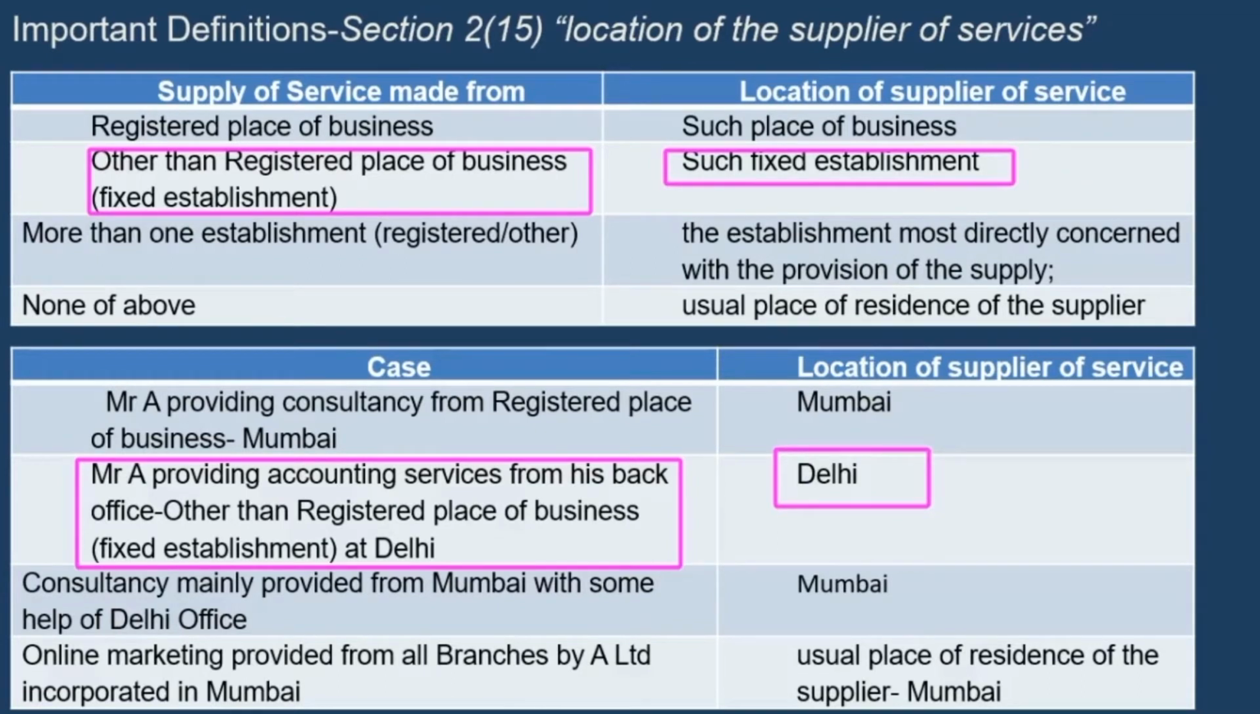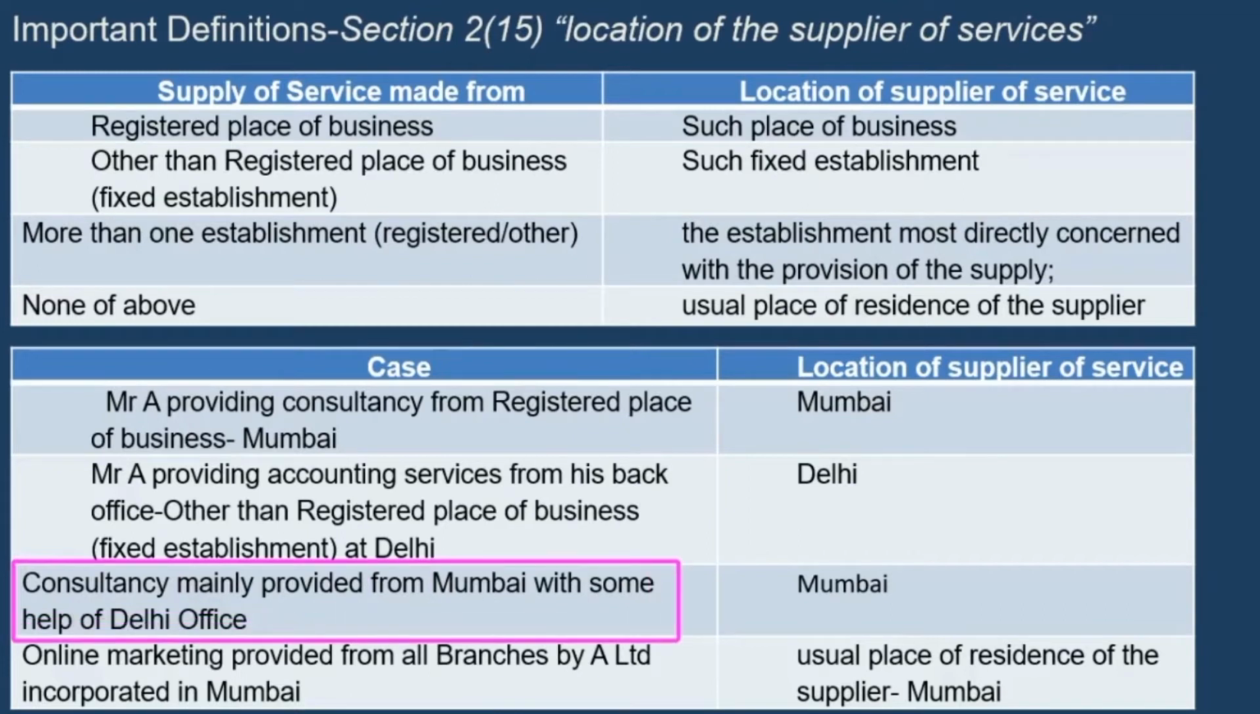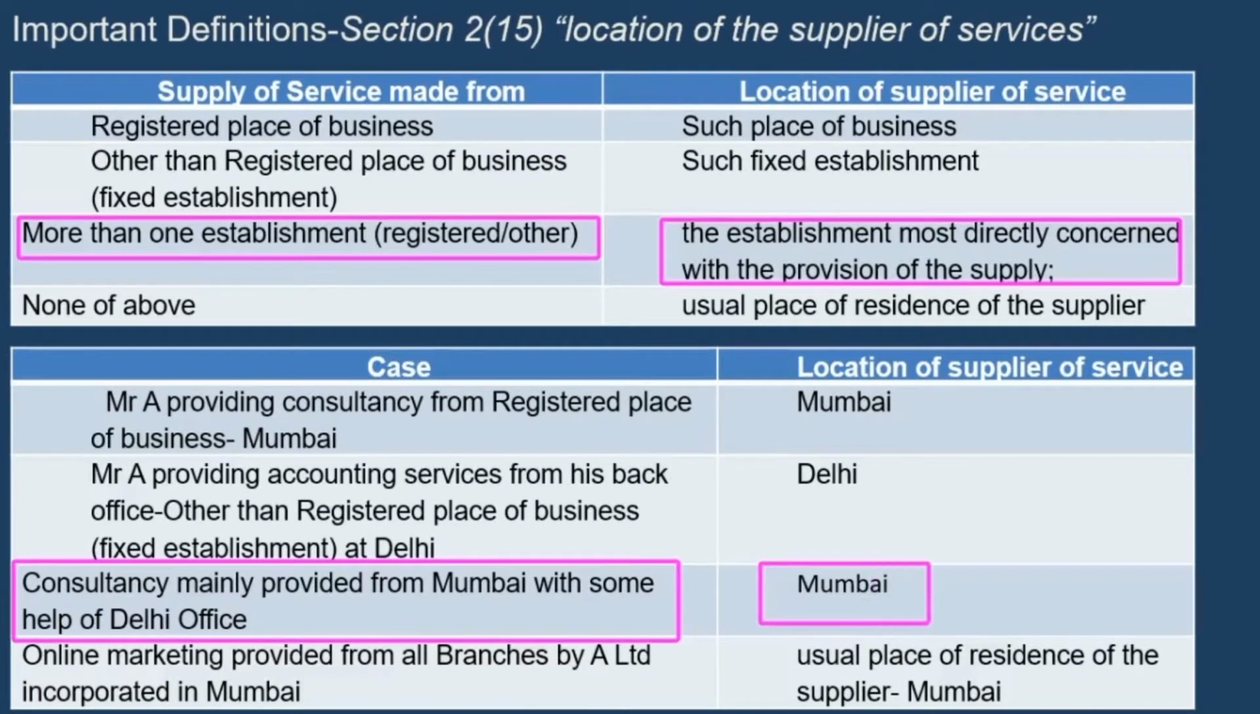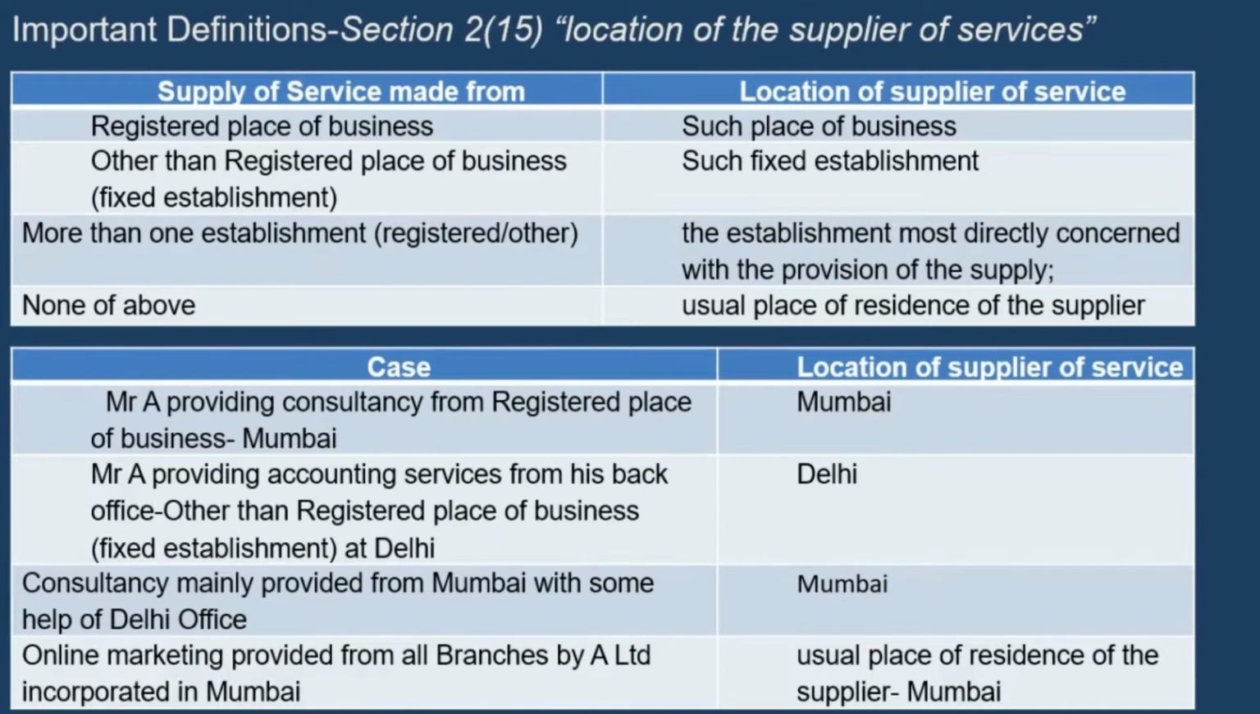Next one, consultancy is mainly provided from Mumbai with some help from Delhi office. It is possible that a company is having two branches, Mumbai and Delhi. Mainly the consultancy services are provided from Mumbai, but some help was taken from Delhi office. So, in such cases two establishments or two offices are involved. When more than one establishment is involved, the establishment which is most directly concerned with provision of supply. Obviously Mumbai is mainly concerned, so it is directly concerned with the provision of supply. So, location of supplier of service will be Mumbai.